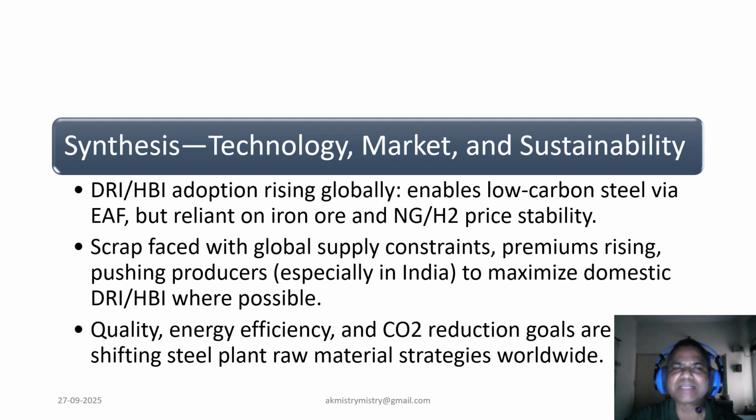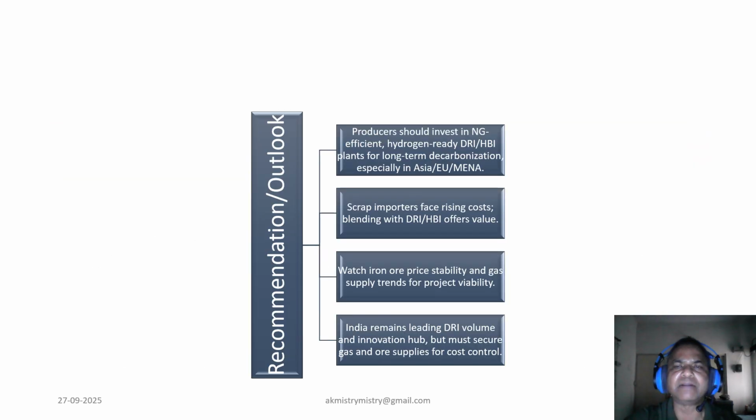So, in conclusion, we can say that DRI and HBI are becoming central to the future of sustainability in steel making, while scrap remains a valuable but increasingly costly raw material. So the right mix of these inputs will decide competitiveness, cost, and our carbon footprint in the years to come.